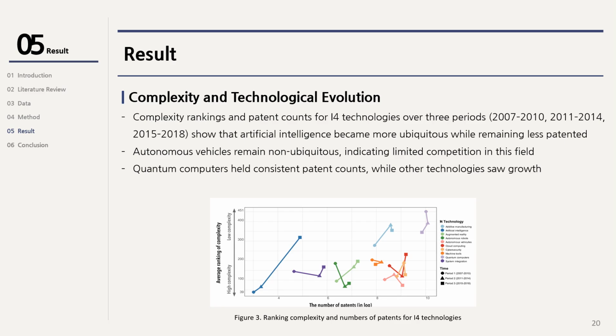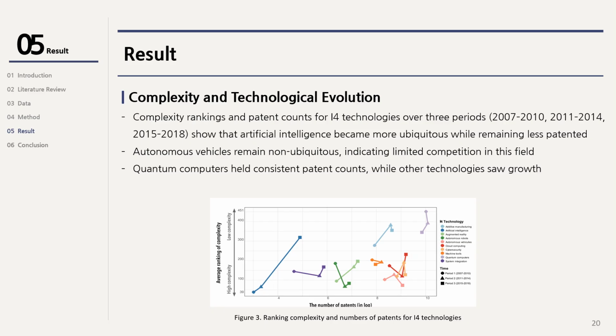This section analyzes the complexity and patenting trends of Industry 4.0 technologies over 3 periods: 2007 to 2010, 2011 to 2014, and 2015 to 2018. In Figure 6, the x-axis shows the total number of patents, representing the volume of innovation for each technology, and the y-axis shows the average ranking of complexity.